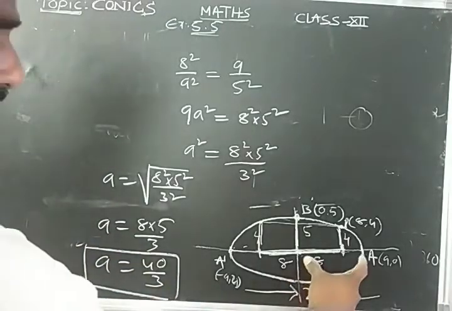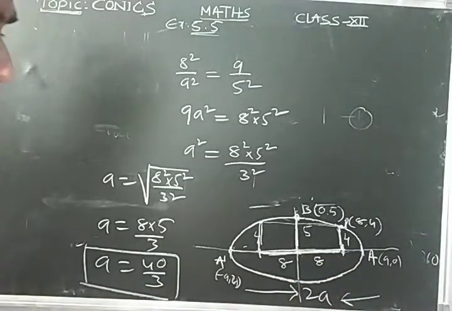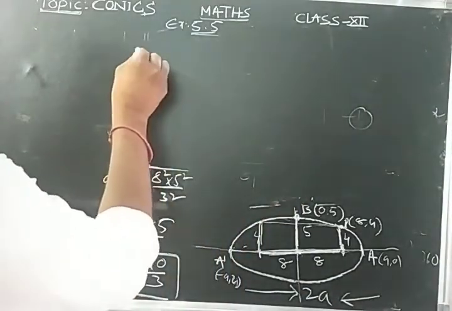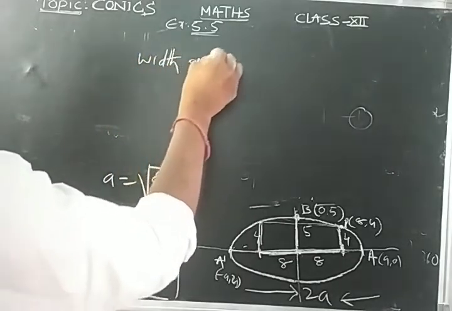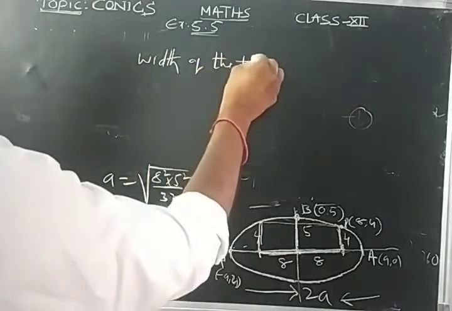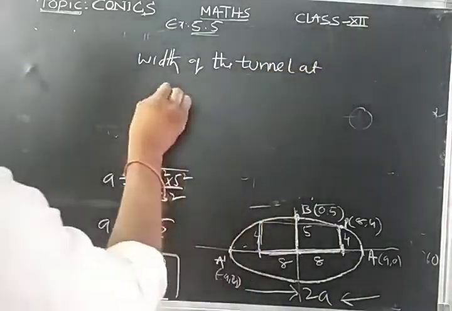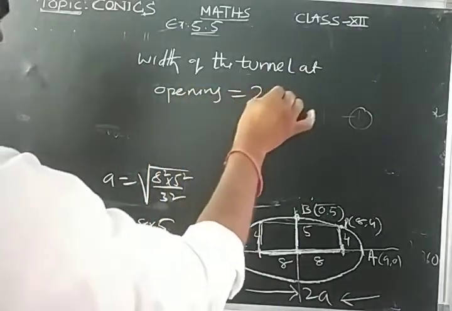But A is half of the width of the elliptic section, and we need twice of A, 2A. Now we are going to find 2A, the width of the tunnel. Therefore, the width of the tunnel at the opening is equal to 2 into A.